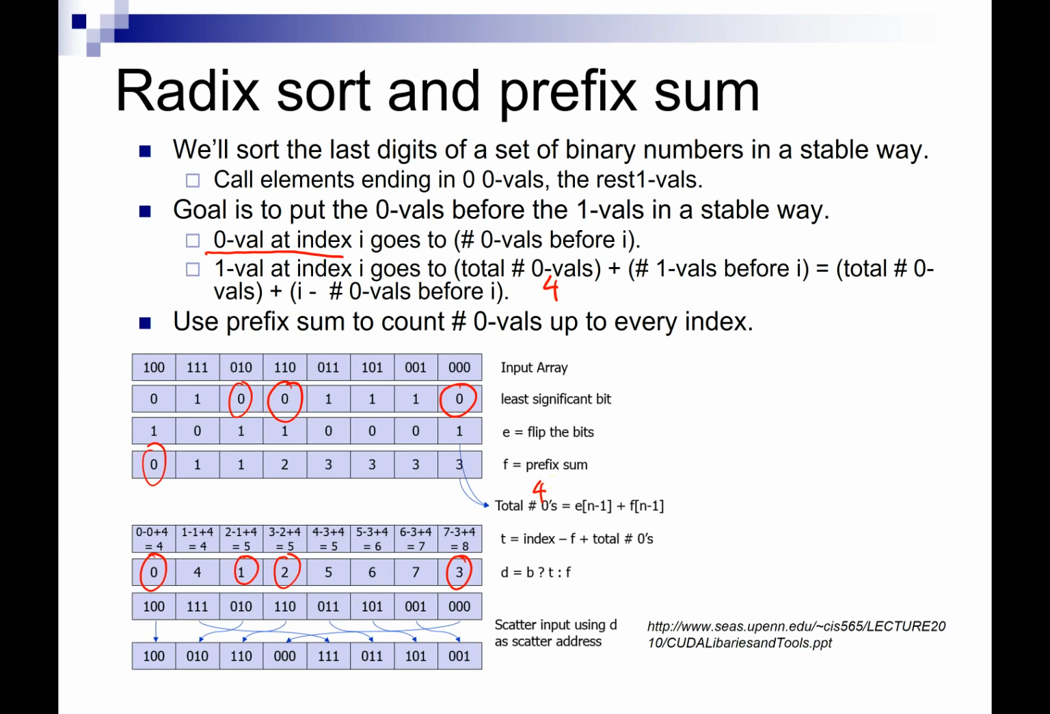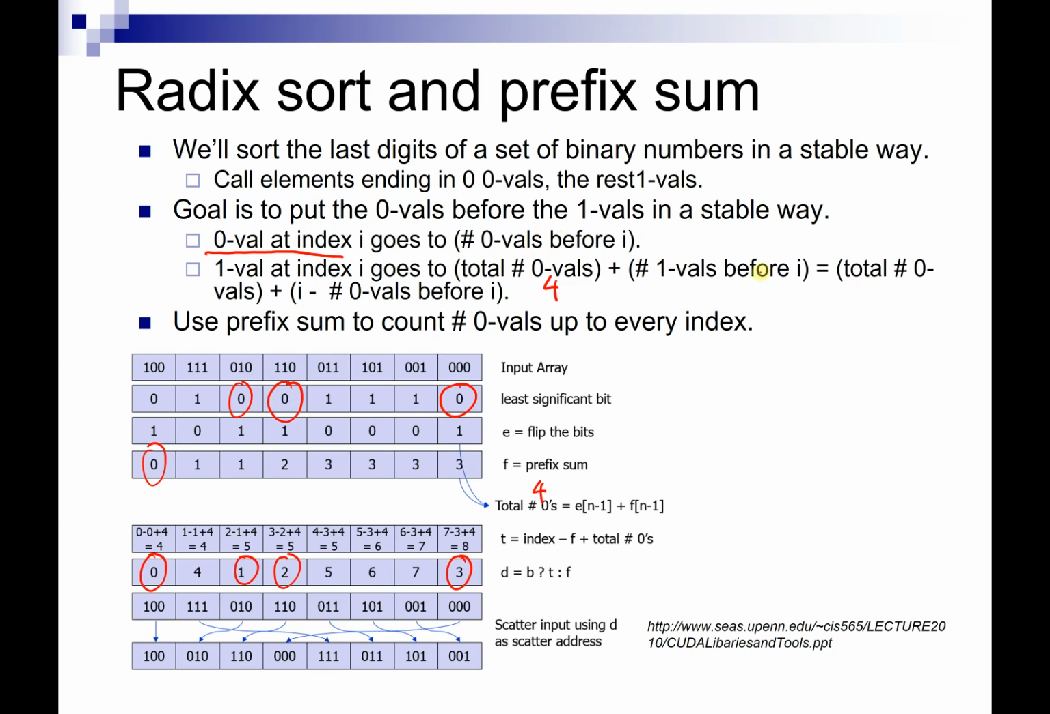And furthermore, if you have a 1 value at an index I, then not only does it go after all the zeros, it should also go after all of the 1 values that come before index I. This is just like when you have a 0 value, it has to go after all of the 0 values that come before index I. Here, this has to go after all of the 1 values that come before index I. So when you wanted to get the number of 0 values, you just looked at the F array, the F values.